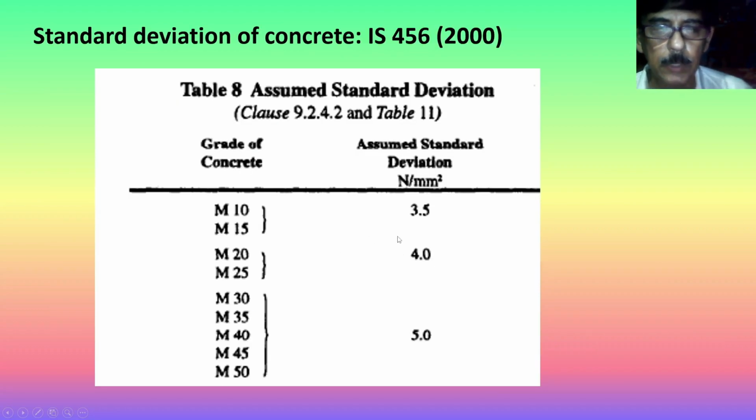The standard deviation sigma c is given in IS code. Similarly, it is given in other codes also. M stands for mix, and these values give you the characteristic strength at 28 days cube testing. M10 and M15 are not structural concretes. These are used for, say, foundation laying, etc. M20 onwards, these are used in structures. So for 20 and 25, the standard deviation is 4 megapascal, and for 30 up to 50 it is 5 megapascal.